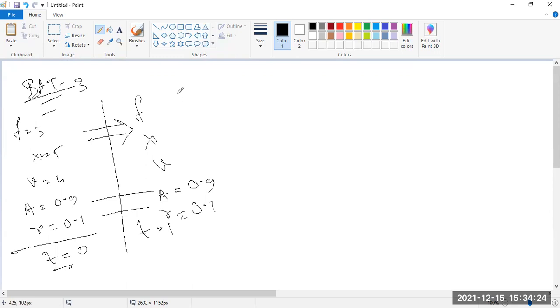So if we calculate it, we got 5, 34, and 29. Okay, so this is our updated value. Now we go for step 5.